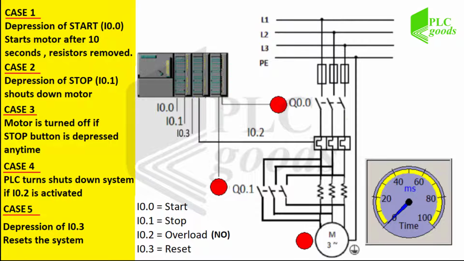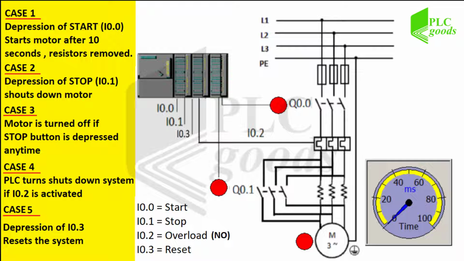Case 4. The PLC shuts down the system when the circuit breaker trips and it causes the motor to turn off right away. Case 5. The PLC shuts down the system when the circuit breaker trips and only upon the manual depression of the reset input or I0.3 button can the system be restarted.